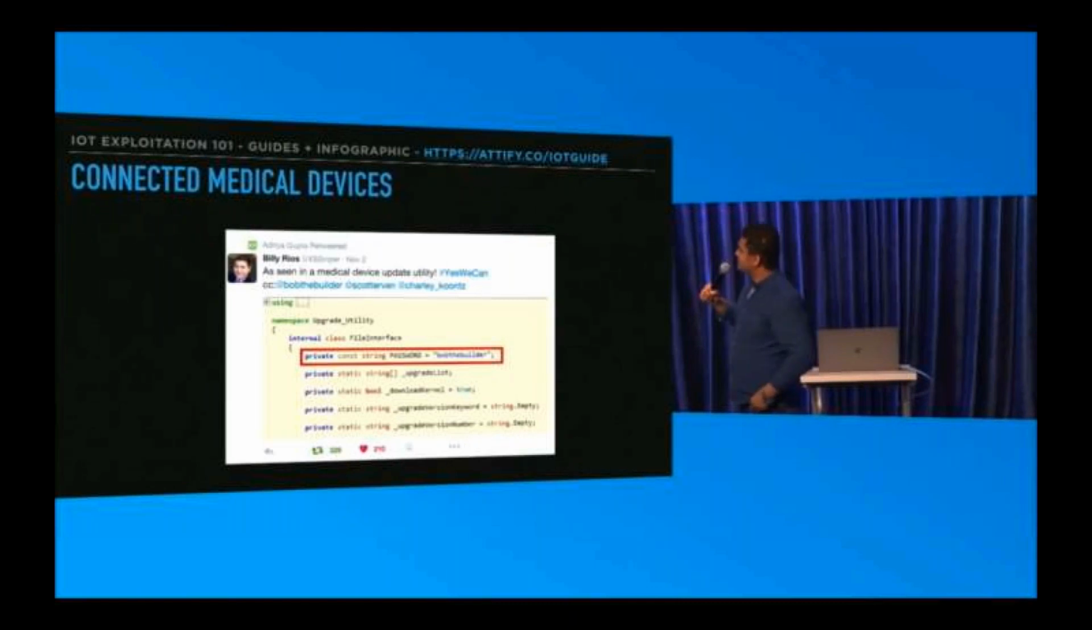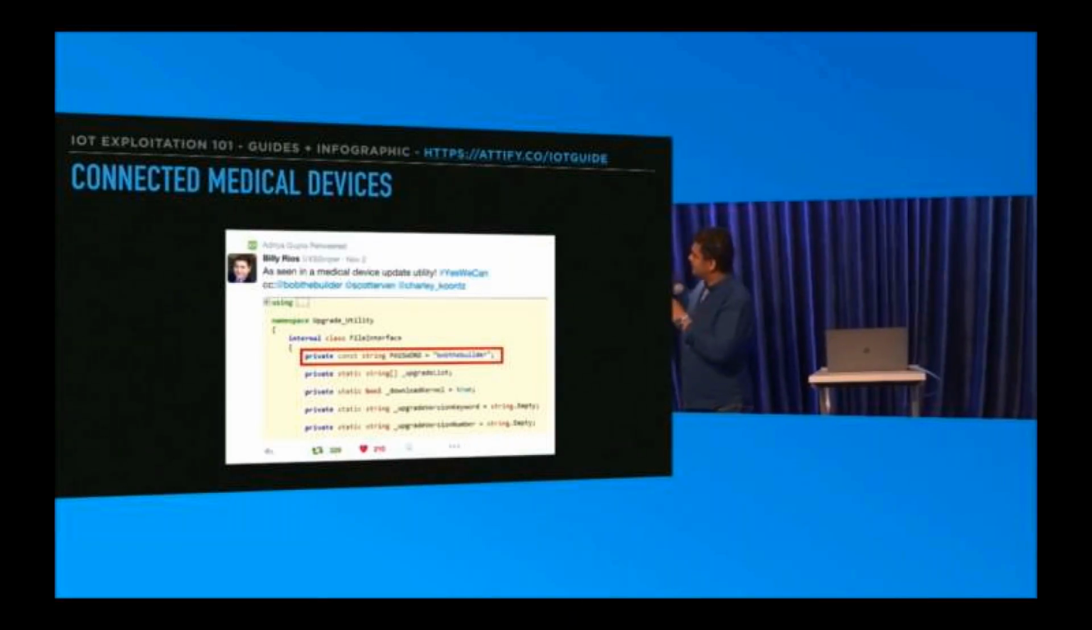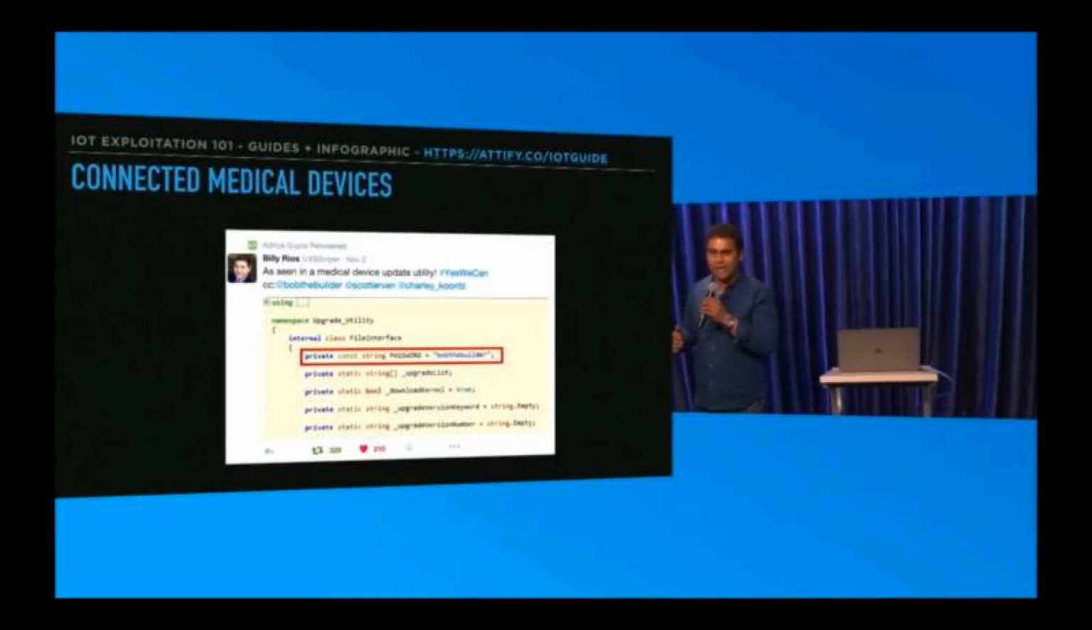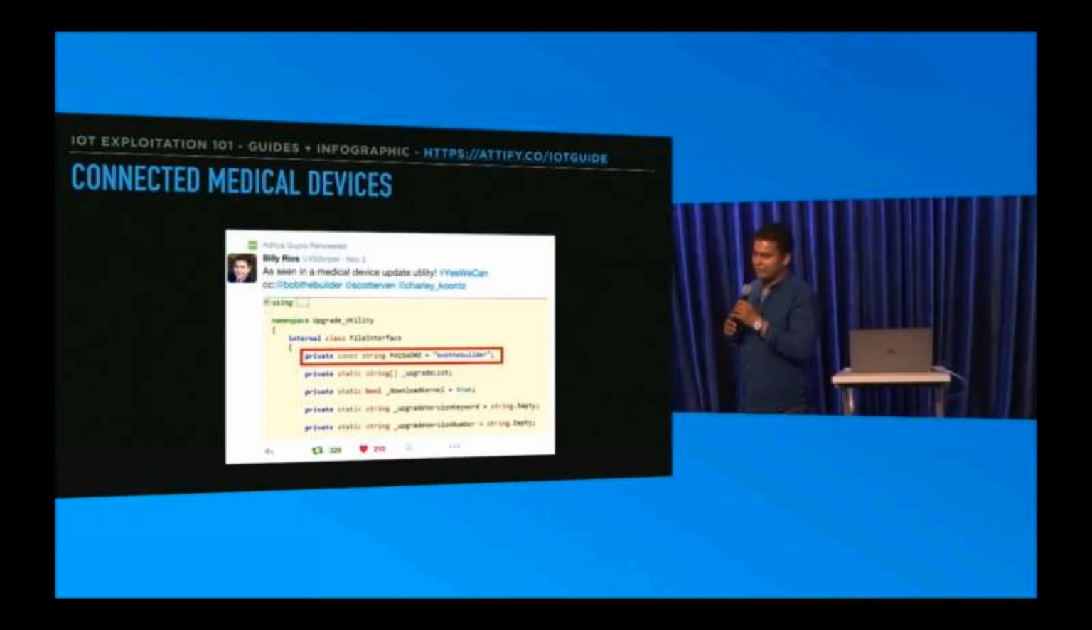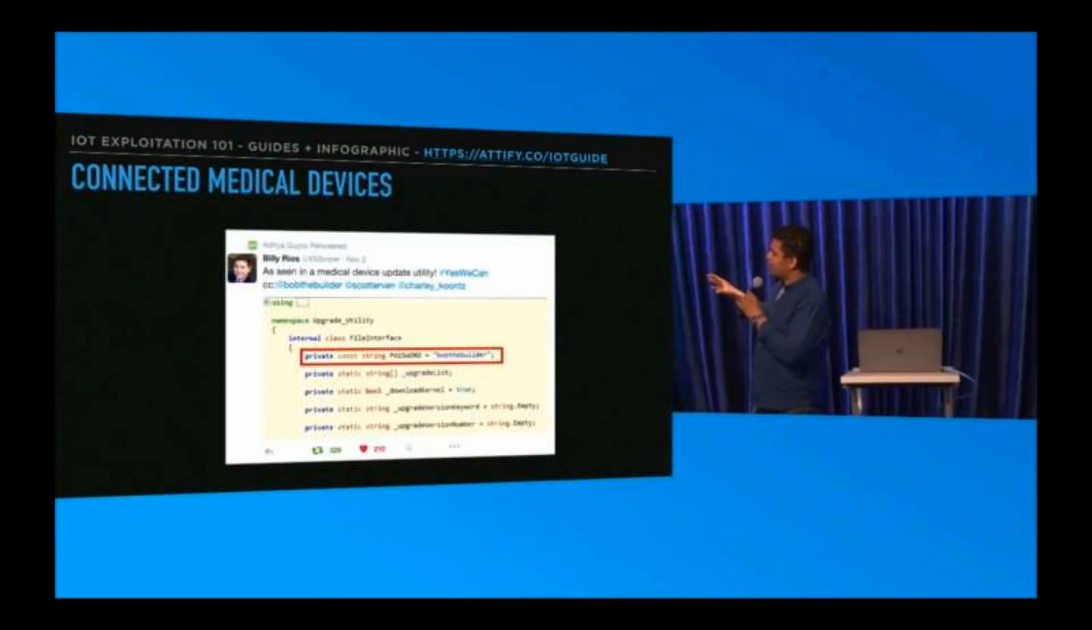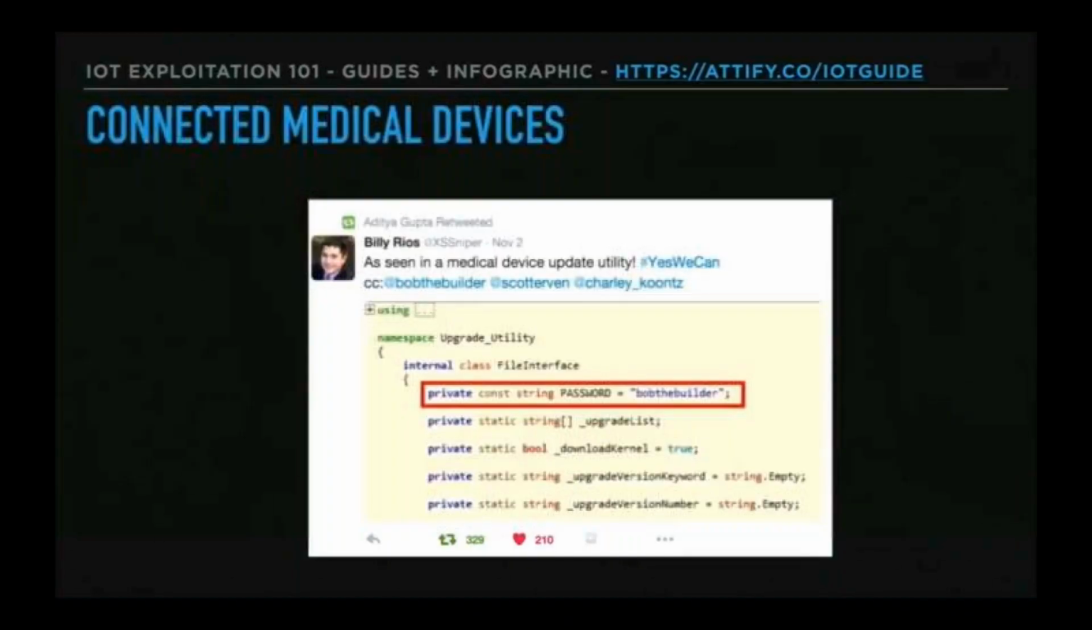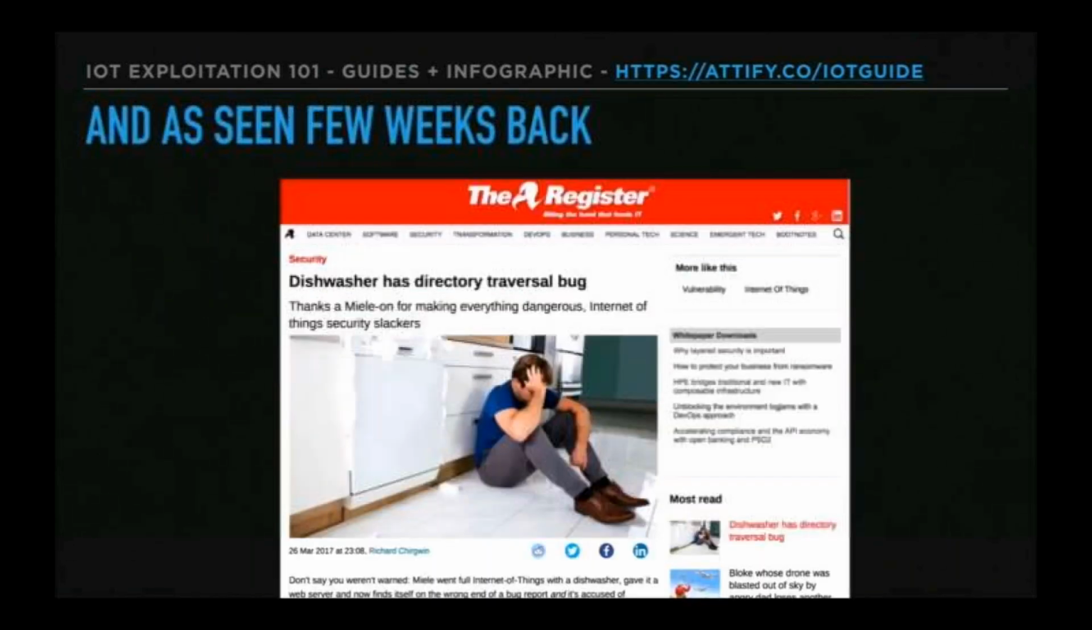This is the decompilation of an Android application for a medical device utility. As you can see, all the encryption was happening with a password called Bob the Builder. Once you get this password, all you need to do is sniff the communication and use this to decrypt the packets, which is also something that I'll be showing today.